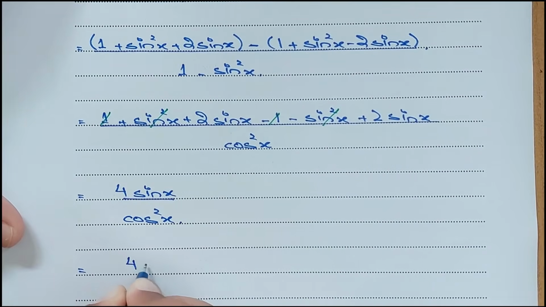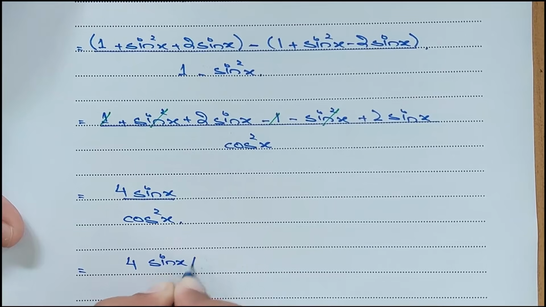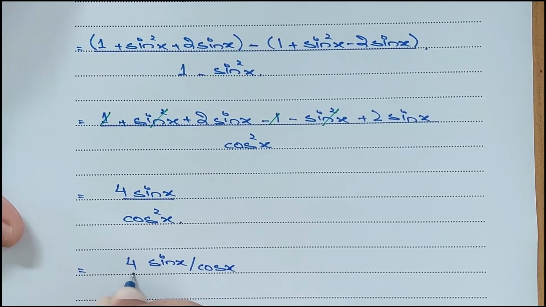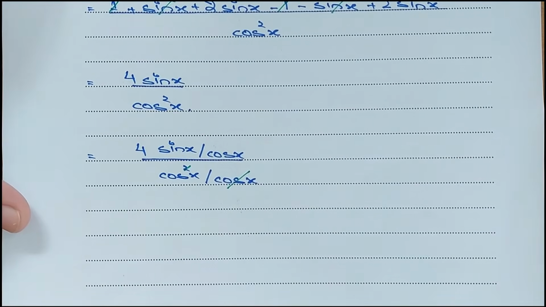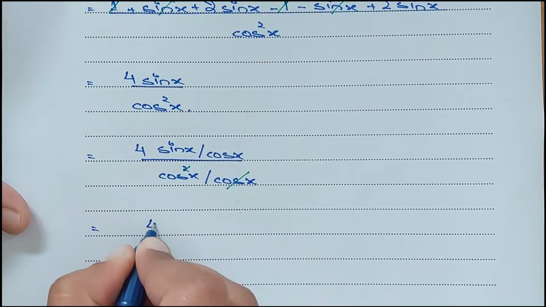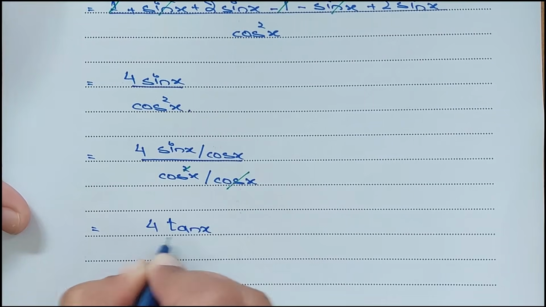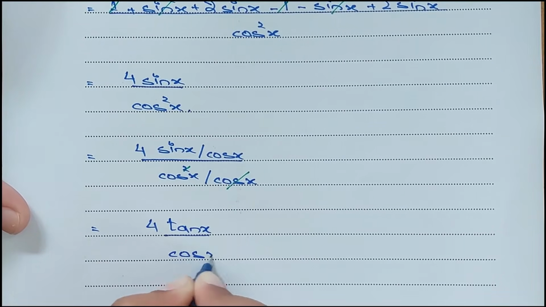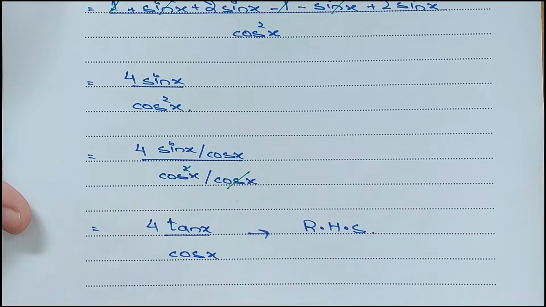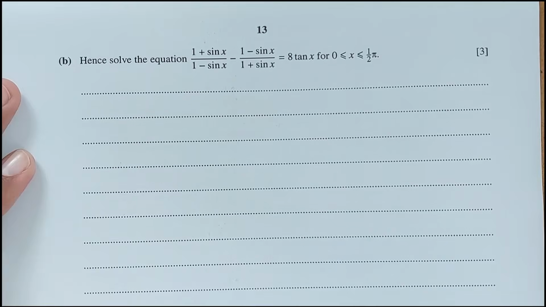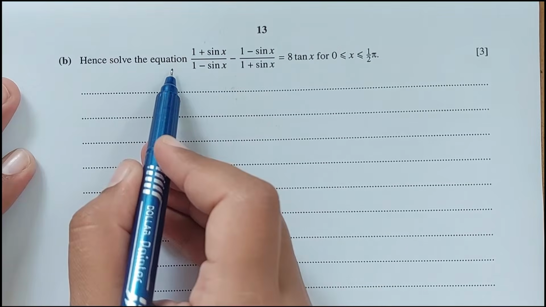So we have 4 sin x over cos x, over cos square x over cos x, right? So this cos and this cos are cancelled, and sine over cos is tan x. So this is equal to 4 tan x over cos x. This is my right hand side. It's proved.